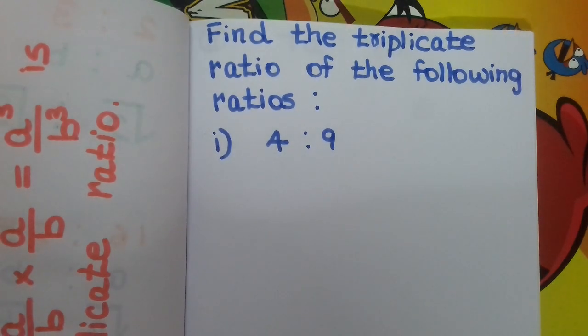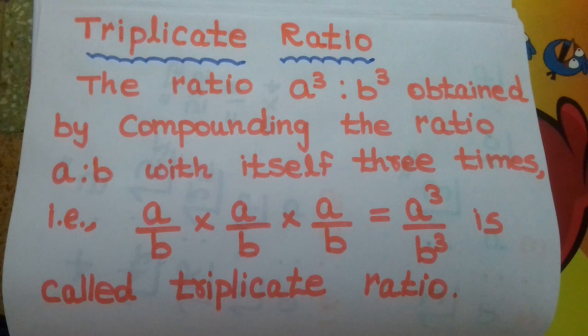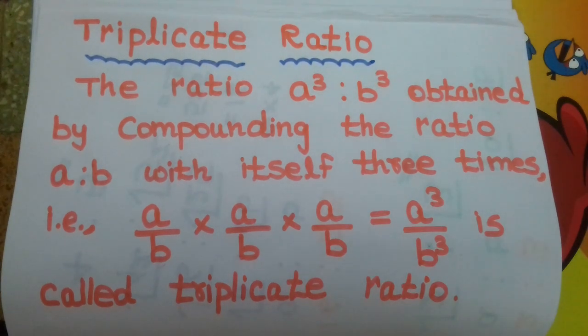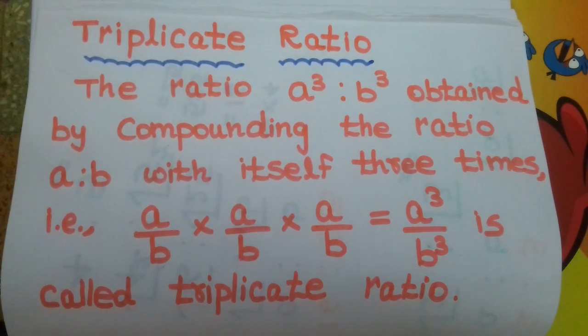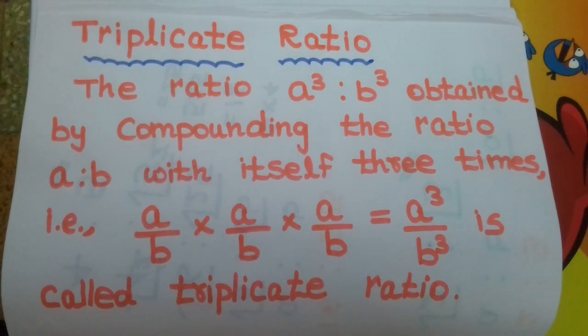Find the triplicate ratio of the following ratios. Triplicate ratio. The ratio a cube is to b cube obtained by compounding the ratio a is to b with itself 3 times. That is a by b into a by b into a by b, which equals a cube divided by b cube, is called triplicate ratio.